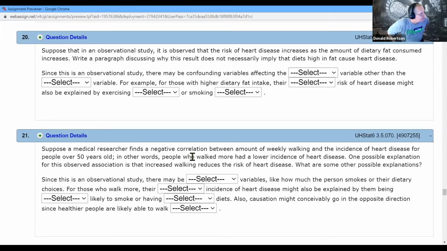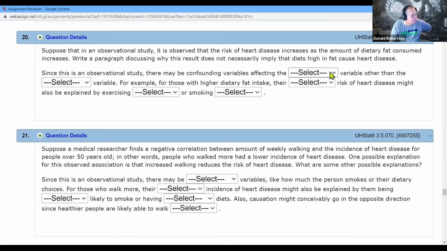Suppose that in an observational study, it was observed that the risk of heart disease increases as the amount of dietary fat consumed increases. Okay, the more fat the person ate, the larger the percentage of them had heart issues, right? I can believe that. Write a paragraph to discuss why these results do not necessarily imply causation. Correlation is not causation. Yay, they did have one. Since this is an observational study, there may be confounding variables. I call them lurking variables. I like lurking, it's hiding. Confounding is not so fun.